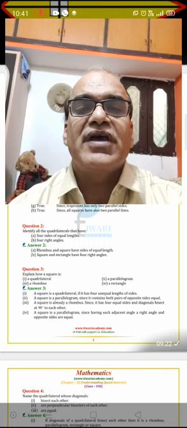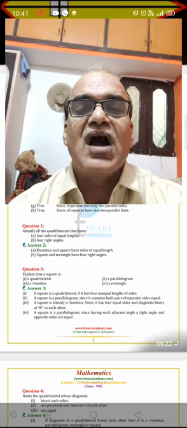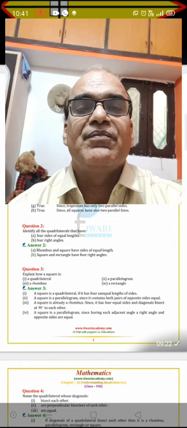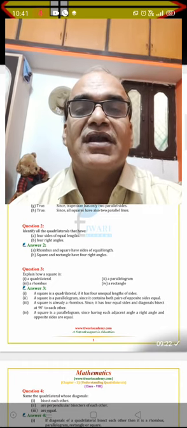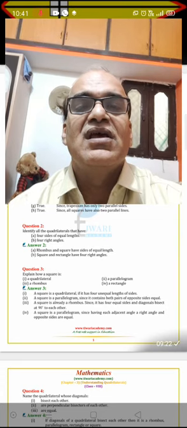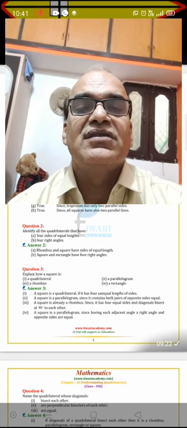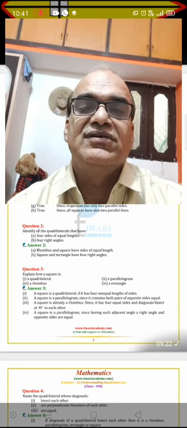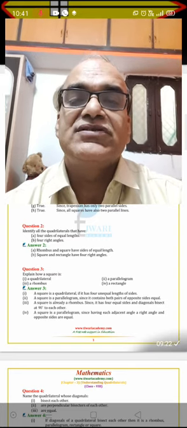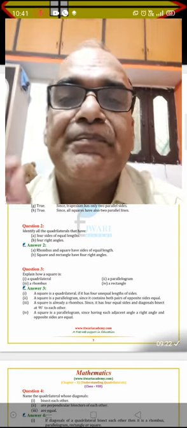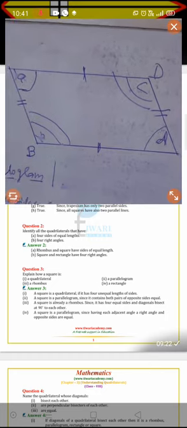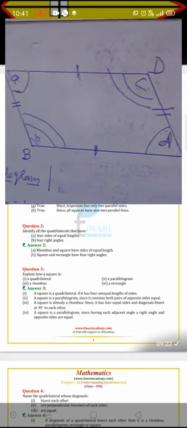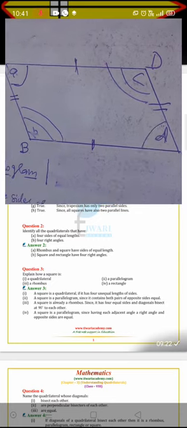Before starting question 1, I would like to explain the properties of parallelogram, square, rhombus, rectangle, trapezium and kite, so that you can understand these sums easily. Okay, so my dear students, please see the properties of a parallelogram. You can see ABCD is a parallelogram.